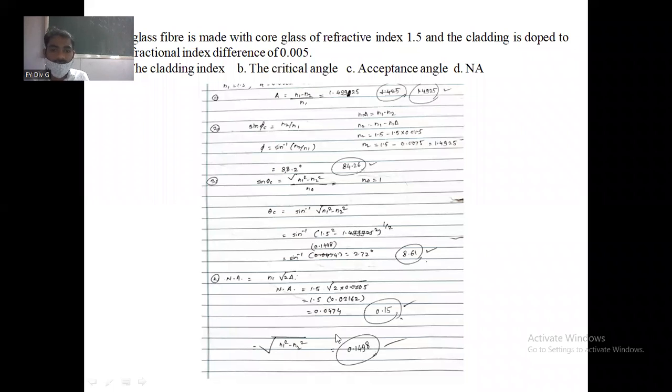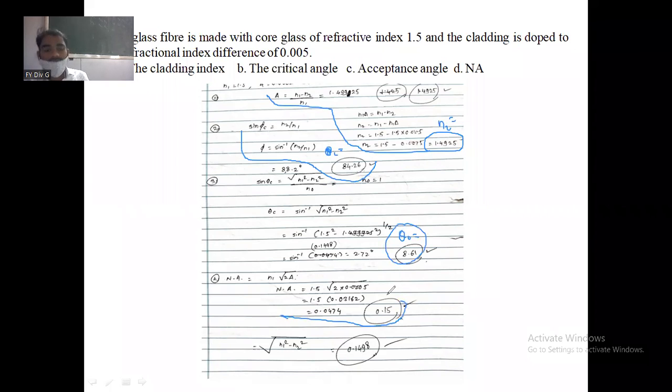ज्यांना प्रॉब्लेम होता, ज्यांनी सॉल्व केलेला आहे, काहीच केलं नाही, त्यांनी हे घ्या. This is the first. N2 is equal to, what is the second? Second, theta C is equal to, what is the third? Theta 0 is equal to 8.61. The last, NA is equal to 0.15. Please note down.